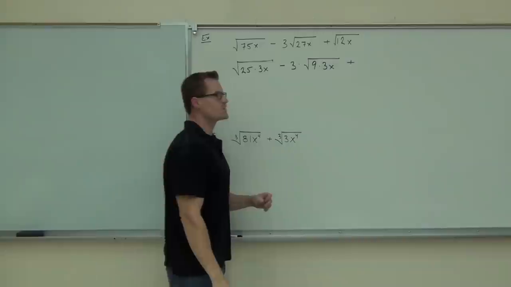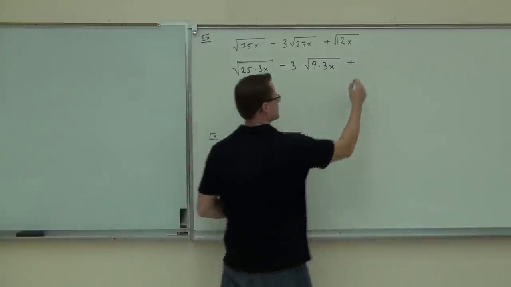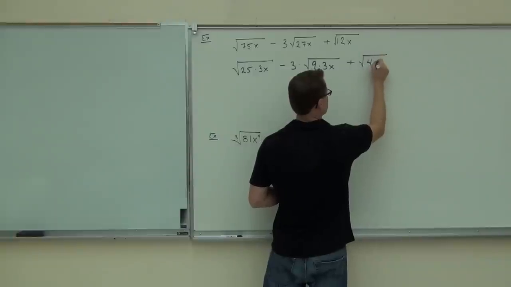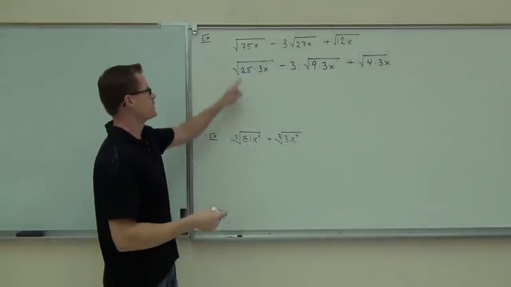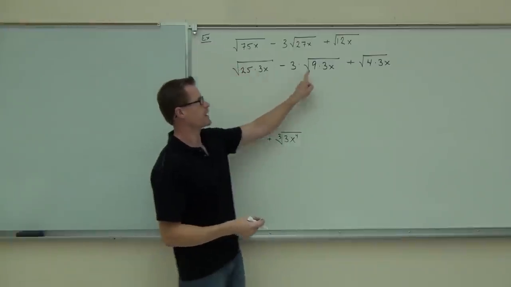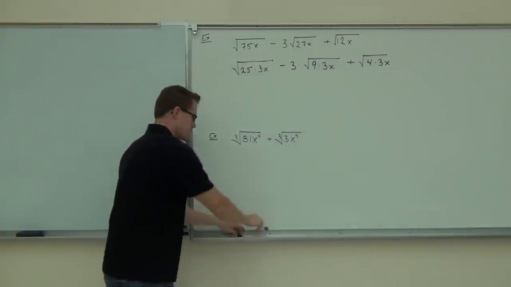Good, okay. And lastly, we've got 12. Is there a square that goes into 12? 4 times 3. Okay. The reason why we're doing this is that we can take the square root of 25 and 9 and 4. That's going to help us simplify. Now, here's the good part. We get to cross this stuff out.